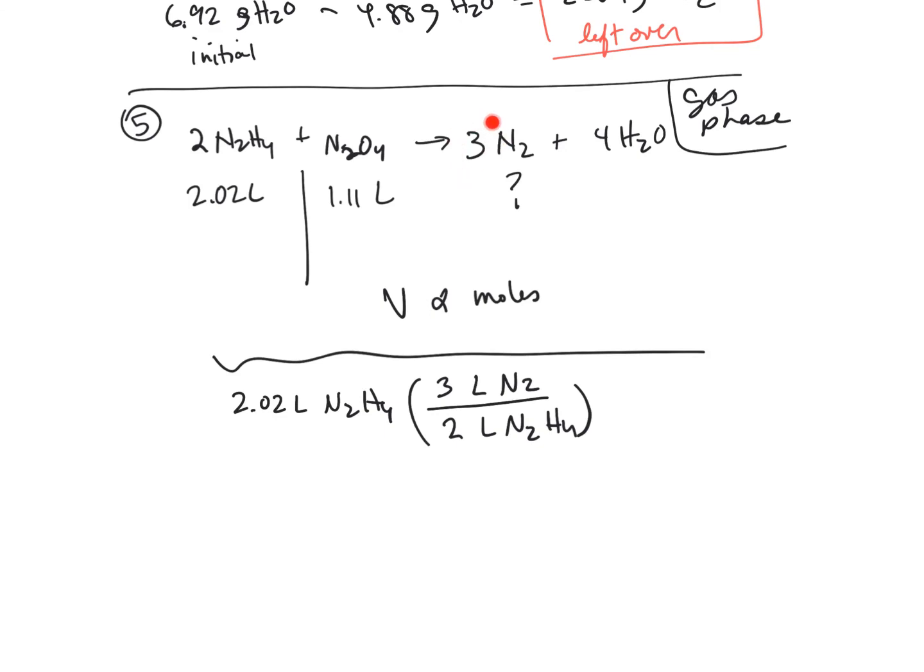So 3 liters of N2 divided by 2 liters, so it's a 3-to-2 ratio. Instead of saying moles, you just say volume, right? And multiply it times the N2H4. So you've got 3.03 liters of N2 formed.